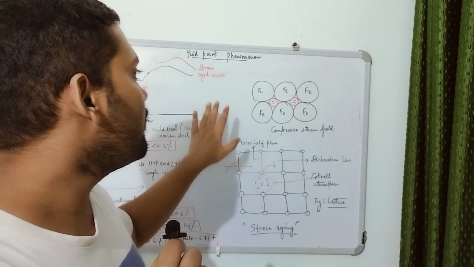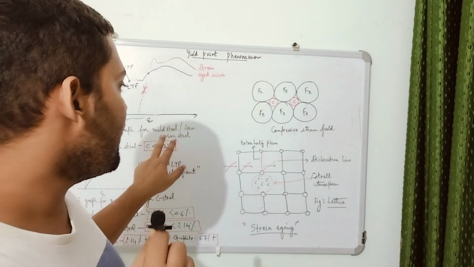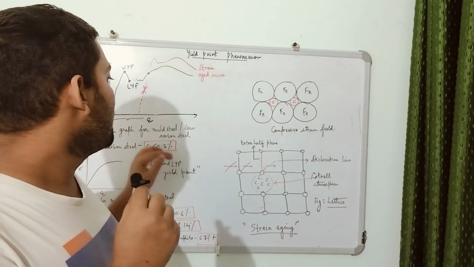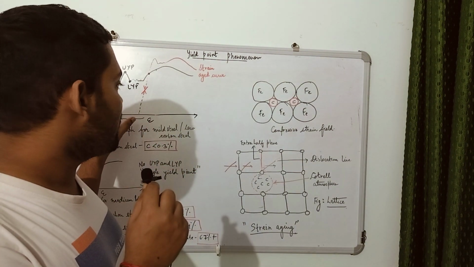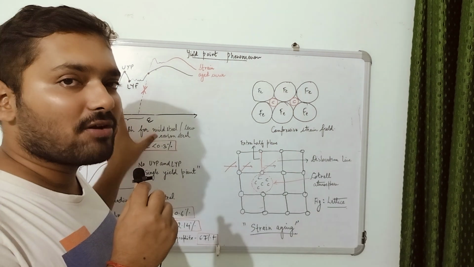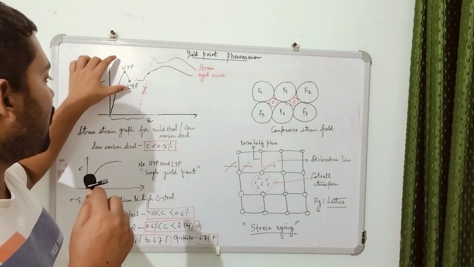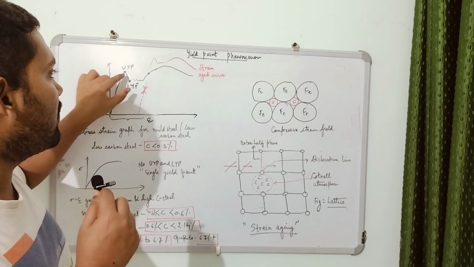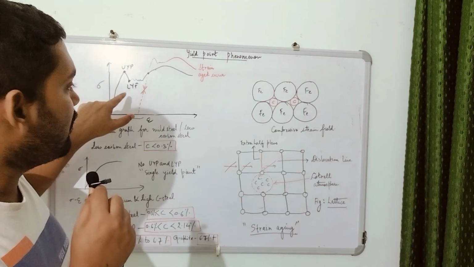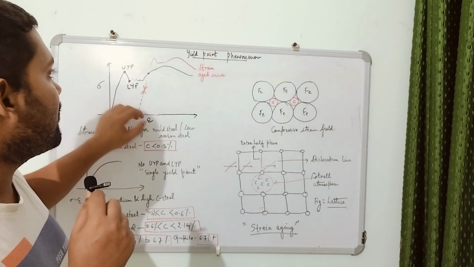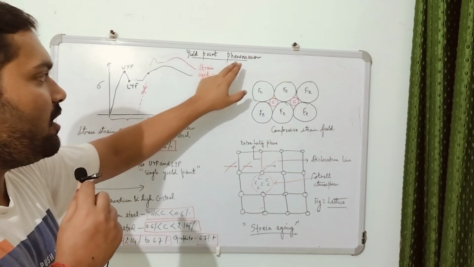This yield point phenomenon generally occurs in low carbon steel or mild carbon steel, and you can see from the stress strain graph of low carbon steel that two yield points are generated, one upper yield point and one lower yield point. So why does this happen? This is termed the yield point phenomenon.